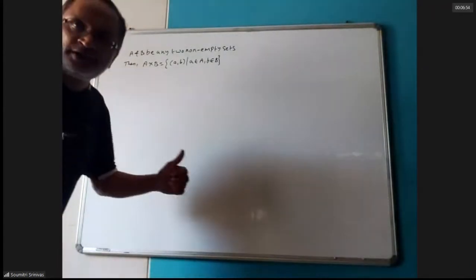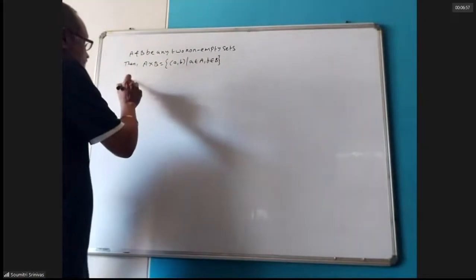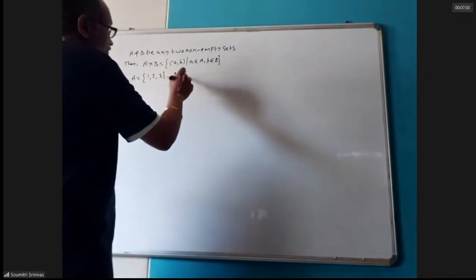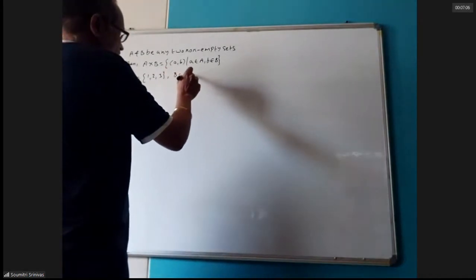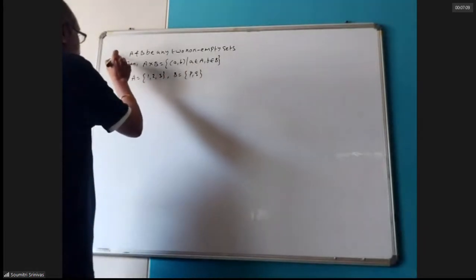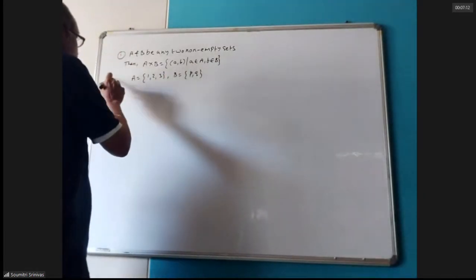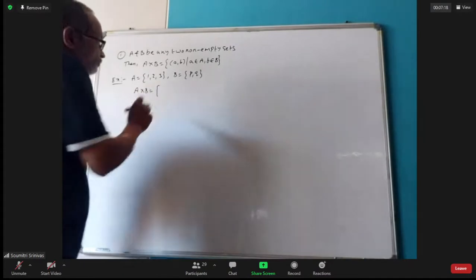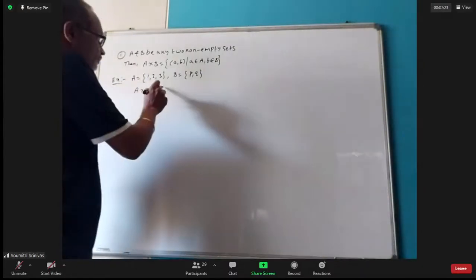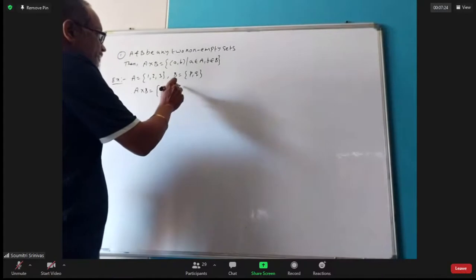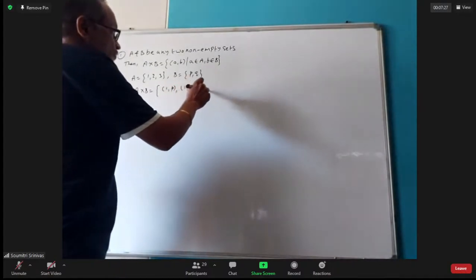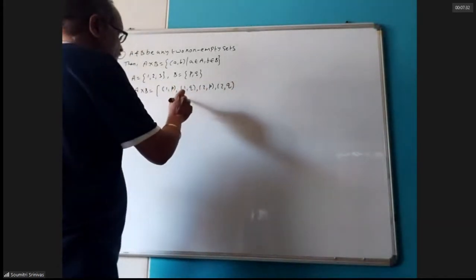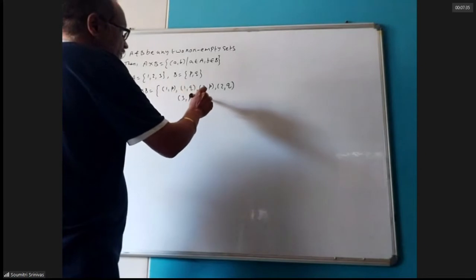What am I trying to say? Let set A be {1, 2, 3} and set B be {p, q}. What is A cross B? It is (1, p), (1, q), (2, p), (2, q), (3, p), (3, q).